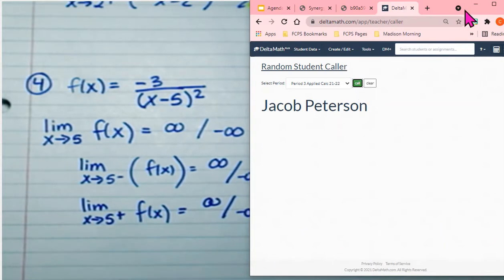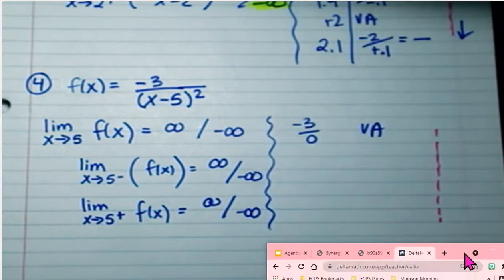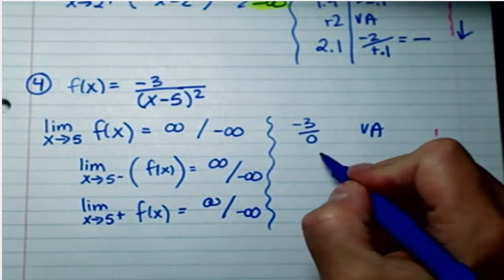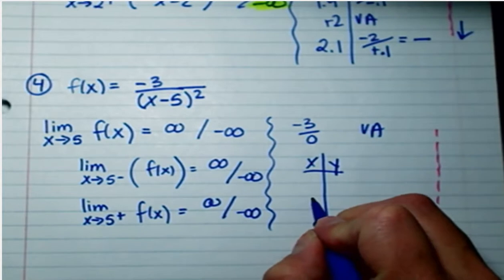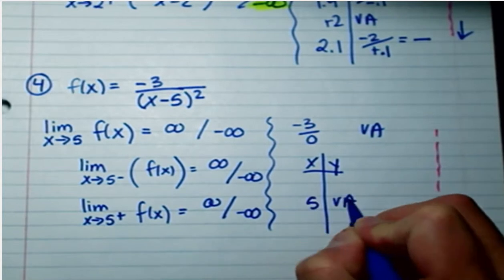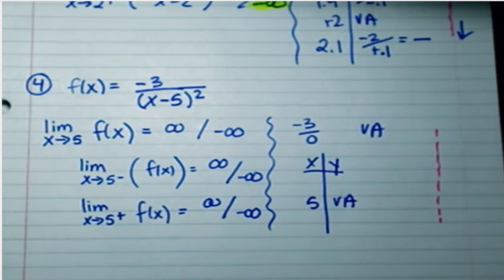All right, what do I do next? Make a chart with x's and y's. Wonderful. So I'll put 5 here and I'll mark vertical asymptote. Okay, next.